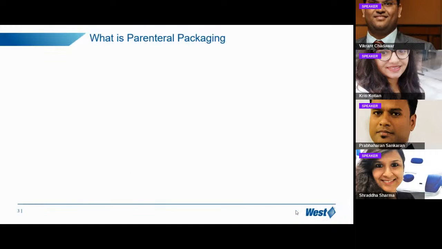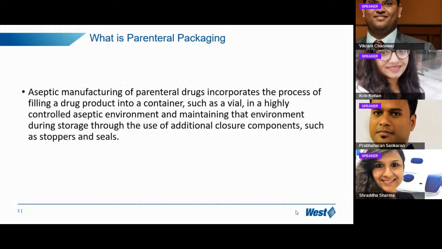Before that, what is parenteral packaging? I just put a definition of parenteral packaging. Aseptic manufacturing of parenteral drugs incorporates the process of filling a drug product into a container, such as a vial, in a highly controlled aseptic environment and maintaining that environment during storage through the use of additional closures such as stoppers and seals. The most important aspect in parenteral packaging is your aseptic condition. You have seen aseptic manufacturing, controlled aseptic environment. This is very crucial when you are talking about parenteral packaging.